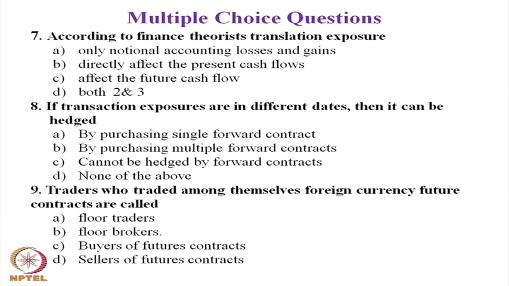Number 9. Traders who trade among themselves in foreign currency futures contracts are called A, floor traders, B, floor brokers, C, buyers of futures contracts, D, sellers of futures contracts. Mark the answer, keep it with you.